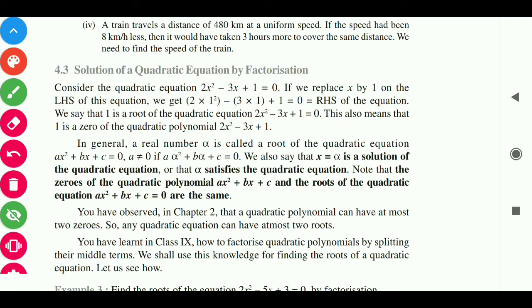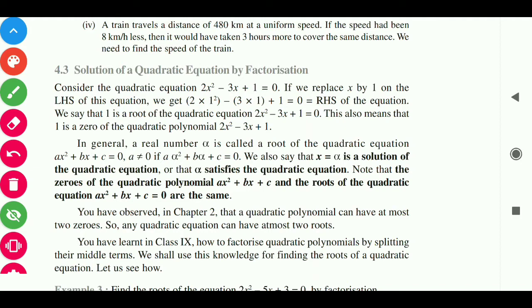This also means that 1 is a zero of the quadratic polynomial 2x square minus 3x plus 1. This concept of zeros and solutions we have learned in the earlier chapters of polynomials and linear equations in two variables. If we substitute any value of x or y in an equation of such kind, and if the equation equals 0, then that value of x will be a root of that equation. Also, we can say that that value is a zero of the equation.